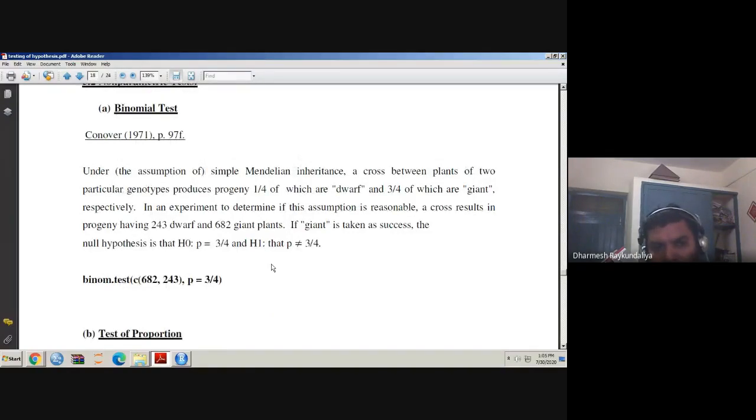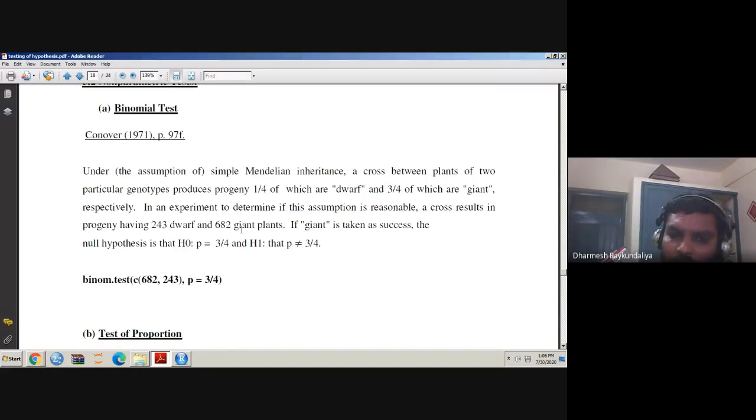Under the assumption of simple Mendelian inheritance, a cross between plants of two particular genotypes produces progeny, 1/4 of which are dwarf and 3/4 of which are giant. So here the Mendelian experiment has taken place, and it has two possible outcomes. If you say dwarf is the failure, then its probability is 1/4. And if you say giant is the success, then P is equal to 3/4. So the genotype produced is either dwarf or giant. Only two outcomes.